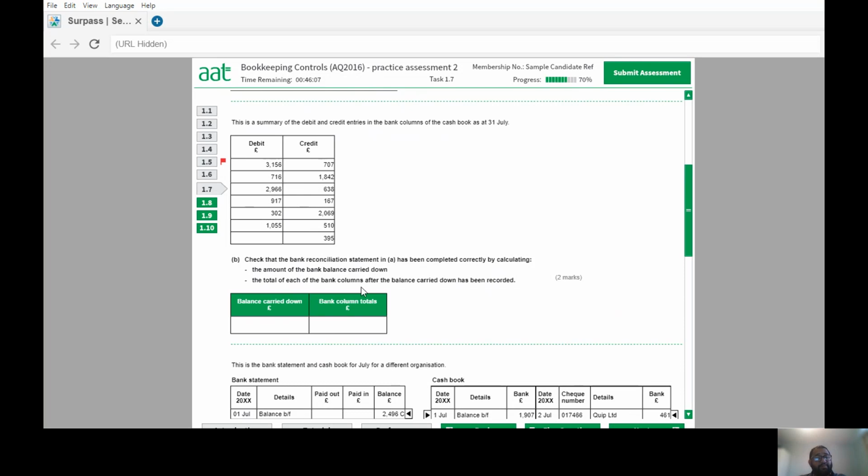And total of each bank columns after the balance carried down has been recorded. Okay, so what we now have to remember, once we've done the balance carried down, the both total should be equal to each other still, isn't it? Because after all the values are entered, your bank column will have a total value. So let's have a look at the debit side first and the credit side after.